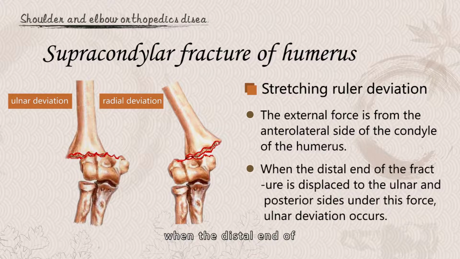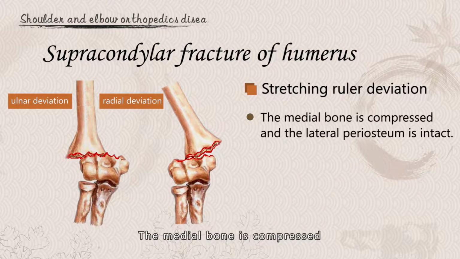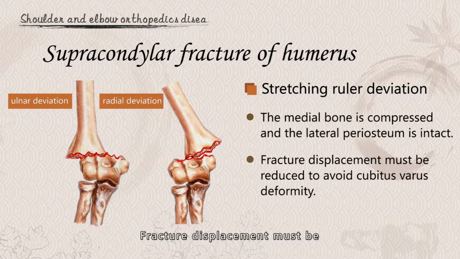When the distal end of the fracture is displaced to the ulnar and posterior sides under this force, ulnar deviation occurs. The median periosteum is compressed and the lateral periosteum is intact. Fracture displacement must be reduced to avoid cubitus varus deformity.